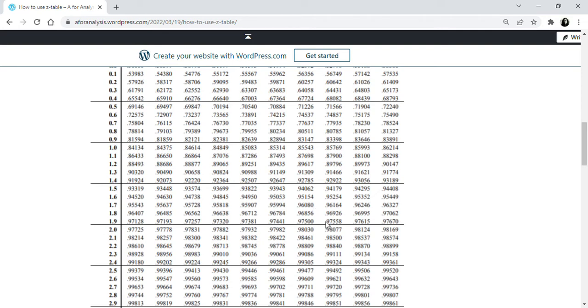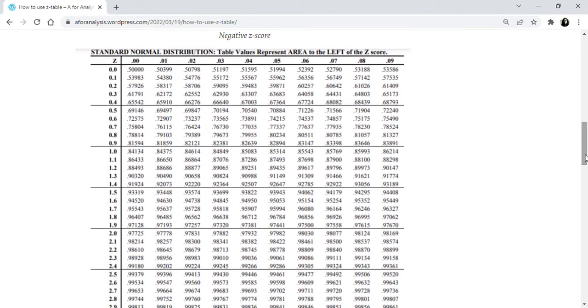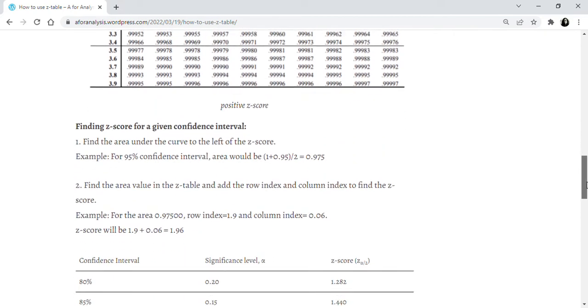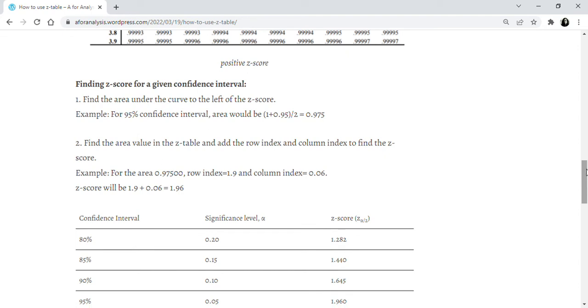So for 0.975, which is the area under the curve, we have to look up the row index, which is 1.9, and the column index, which is 0.06. So if we add these two up, 1.9 and 0.06, we will get the corresponding z-score, which is 1.96 for 95% confidence interval. So it is as simple as that. Whenever we are given any confidence interval, we can find the z-score using the z-table as explained.